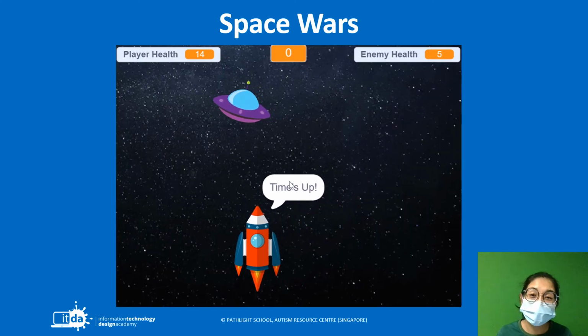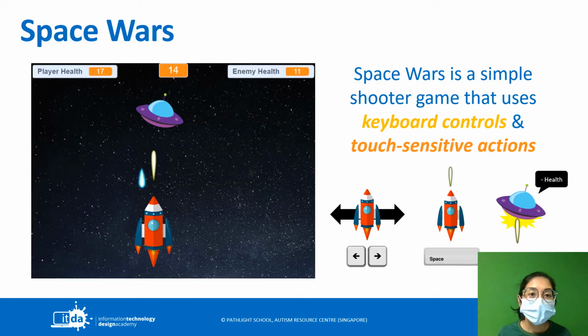So that is how Space Wars works. Pretty exciting, simple game that we're going to do. As you've guessed, Space Wars is a very simple shooting style game. We're going to use a lot of keyboard keys to control our movements in this game. We're going to use the keyboard keys to control the movement of the player sprite and the shooting as well. And in this game, we're going to have a lot of touch sensitive actions. So what happens is if the sprites touch each other, something is going to happen. Let me explain more about this in the next slide.